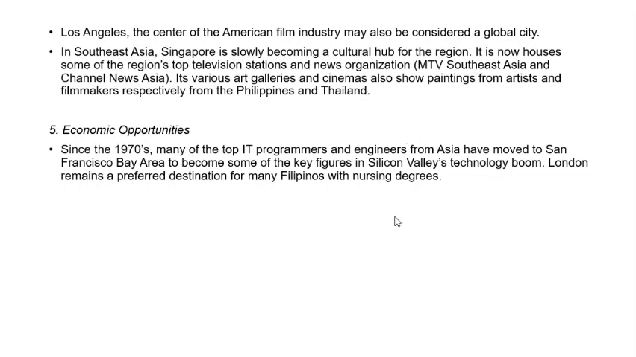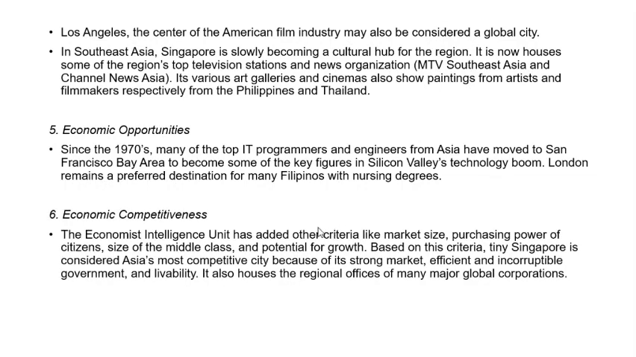So, sige. Next na tayo, number 6. And the last indicator ng global city. If I'm not mistaken, ito yata last. So, sige, basahin muna natin: The Economist Intelligence Unit has added other criteria like market size, purchasing power of citizens, size of the middle class, and potential for growth. So, tinitingnan natin dito yung kalawakan ng market. Then, purchasing power, yung opportunity ng mga tao para bumili.